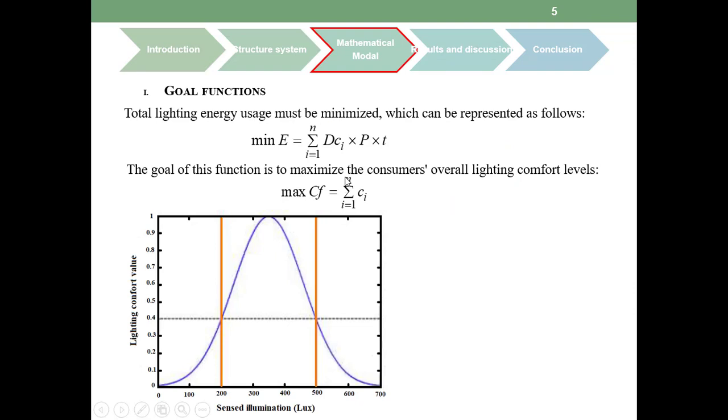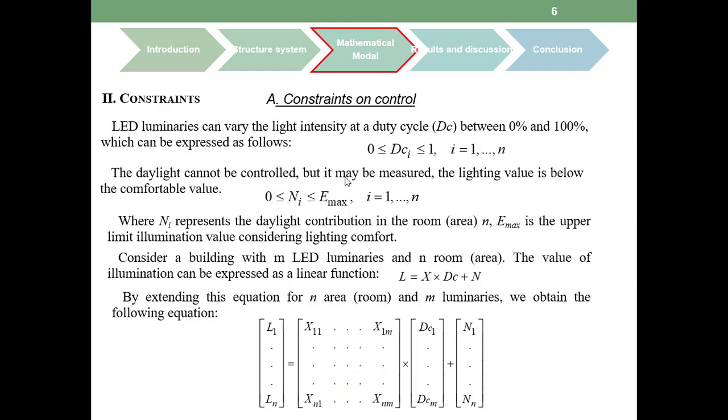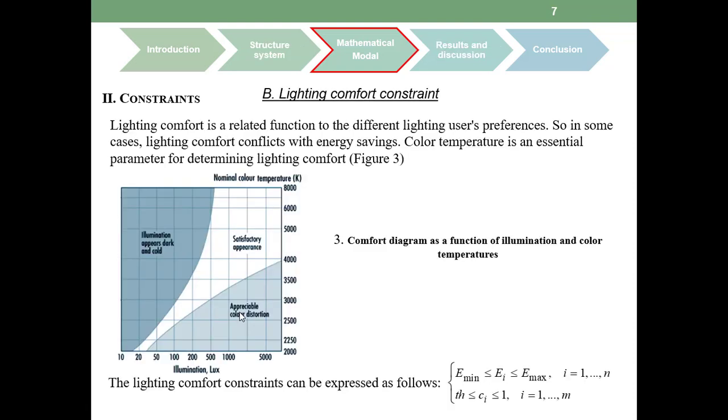The objectives of intelligent lighting are to reduce total energy consumption and reduce user discomfort. The total lighting energy must be minimized by this expression, and the goal function is to minimize the consumer's overall discomfort level by this function. By extending the equation for an area and area, we obtain the following equation.